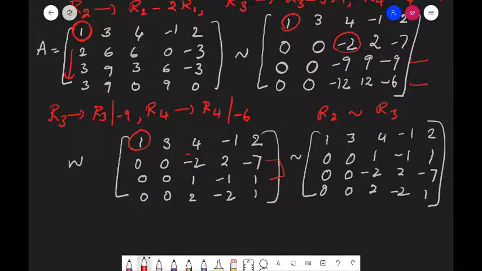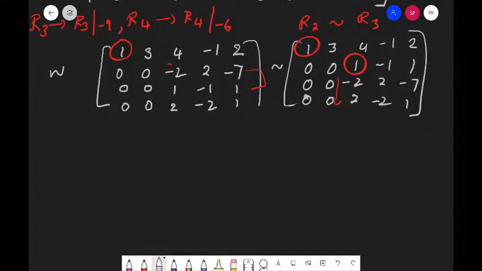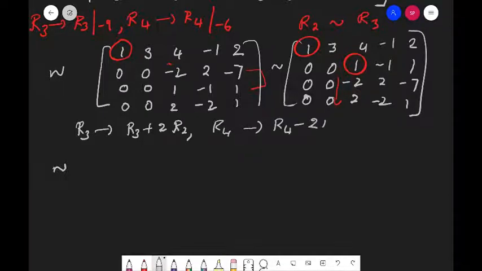Now let us mark the pivot positions again. This is pivot and this is pivot. Using these we have to make these zeros. So next we have to transform R3 and R4. For R3 the transformation is R3 plus 2R2, and for R4 the transformation is R4 minus 2R2.